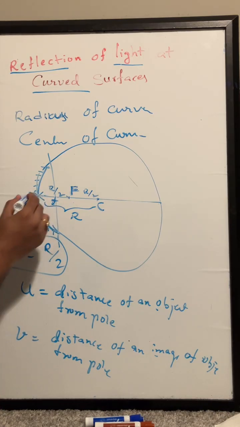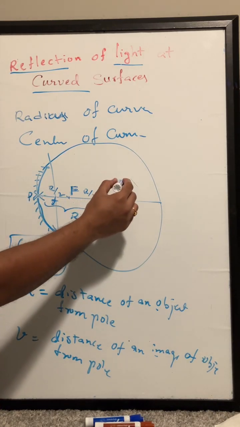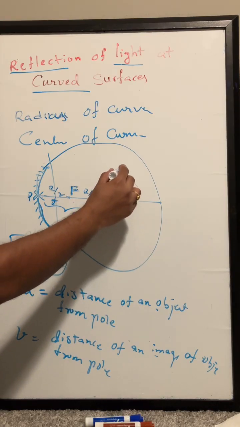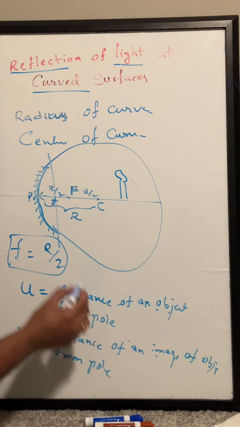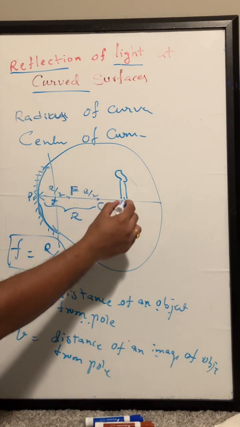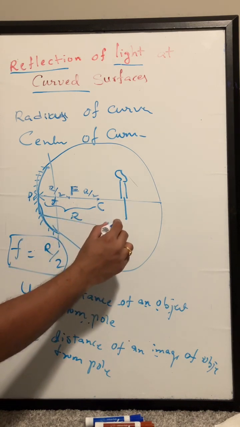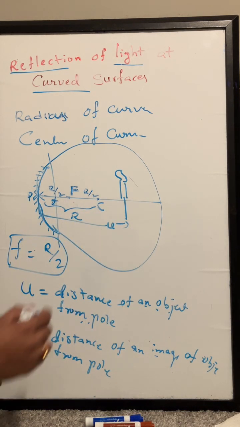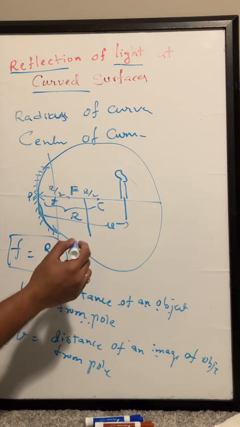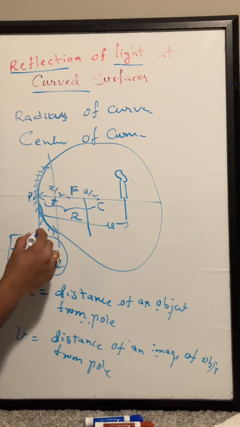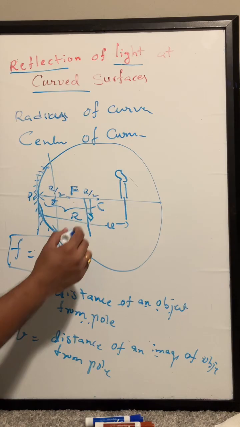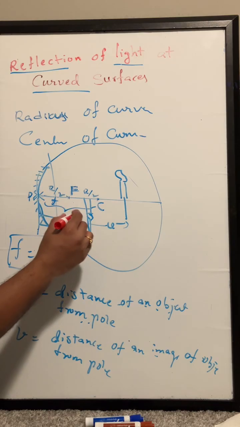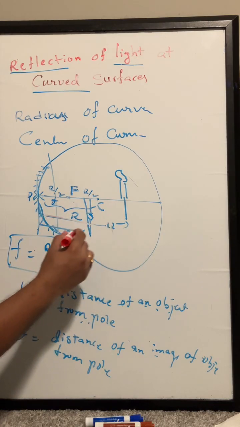This is our pole. So if the object is here, like a candle, the distance of an object from the pole. This is my pole, this is my object. The distance is called U. V: if the image is formed here, an inverted image, then the distance from the pole to here is called V. From here to here is U. This is V.